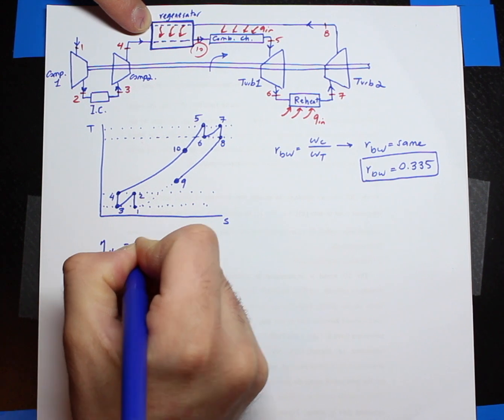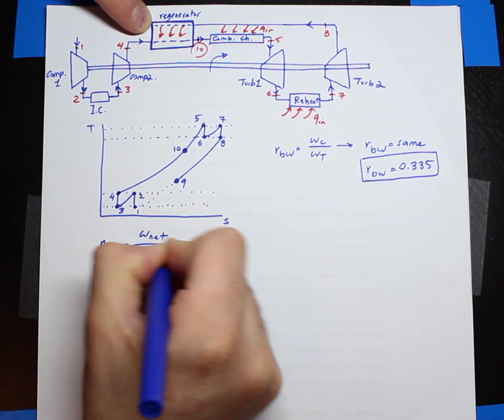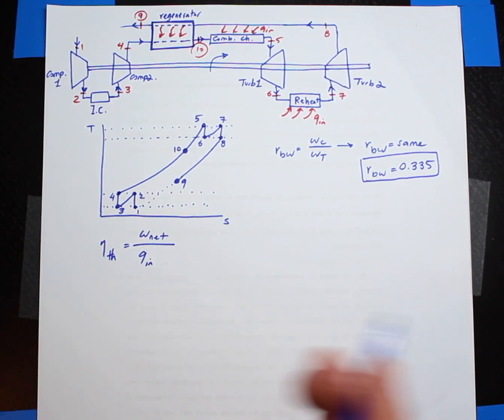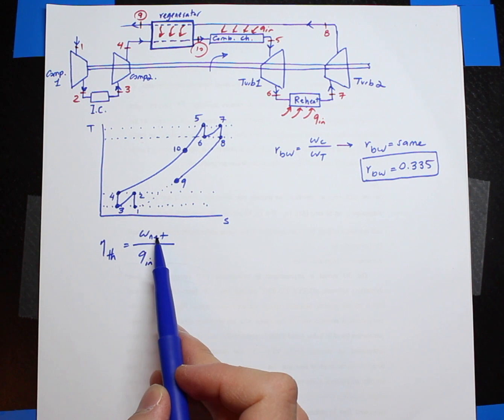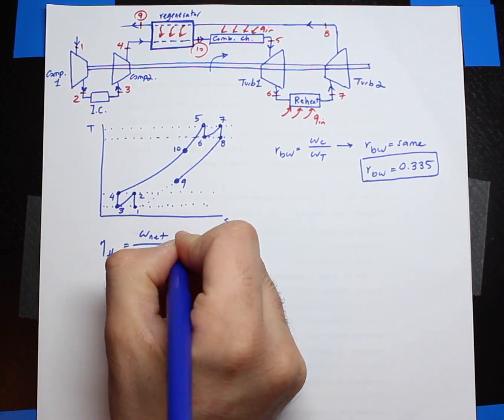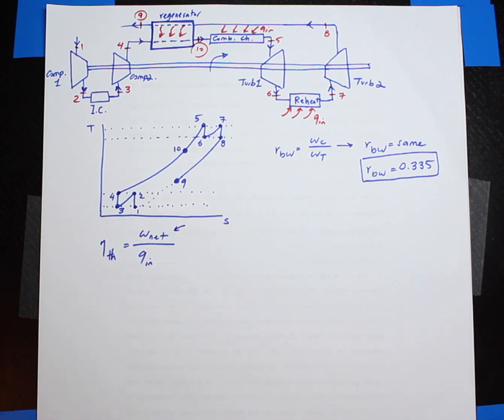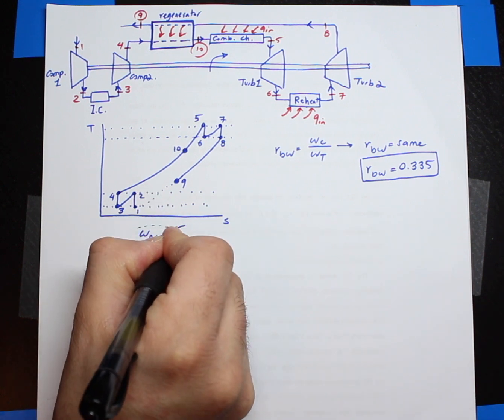The only thing that changes by having this regenerator is the thermal efficiency, okay? Because the thermal efficiency is the net work over Q in. In this equation, the net work doesn't really change compared to part A because the net work is WT minus WC, okay? So this net work is still the same as I had in part A.